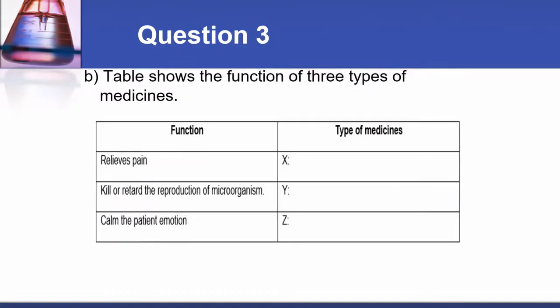Question 3b. The table below shows the function of 3 types of medicine, X, Y, Z. Medicine X, the function is to relieve pain. Medicine Y is to kill or retard the reproduction of microorganisms. Medicine Z is to calm the patient's emotions. So 3 types of medicine X, Y, Z.